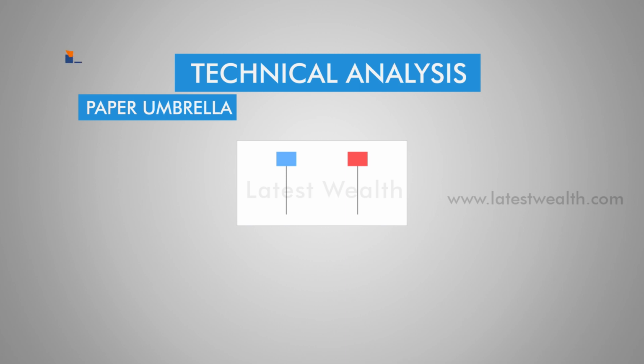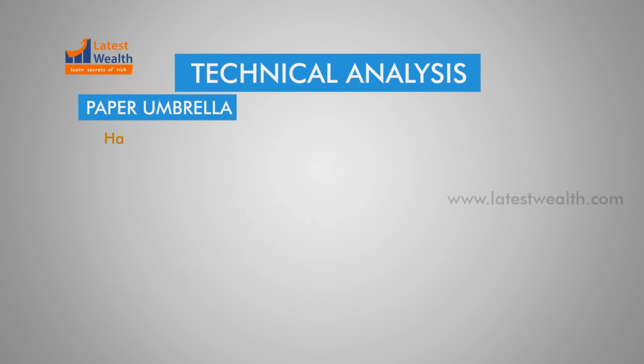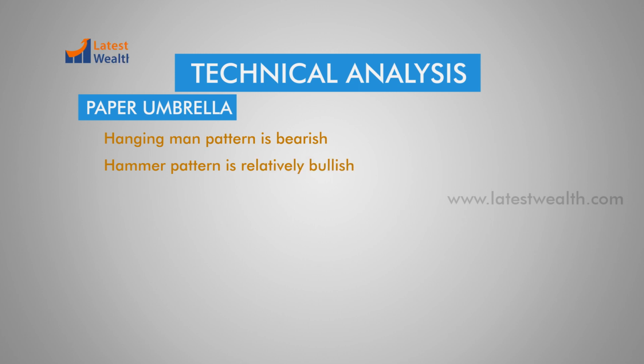A paper umbrella consists of two trend reversal patterns, namely the hanging man and the hammer. The hanging man pattern is bearish. Wherever the hanging man comes, that means the market may be going to be bearish. The hammer pattern is relatively bullish. When the hammer pattern comes, that means the market may go in a bullish trend.